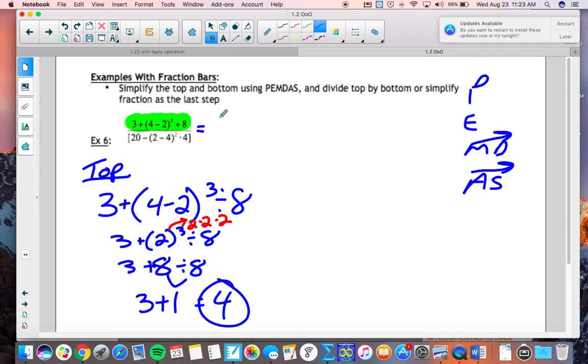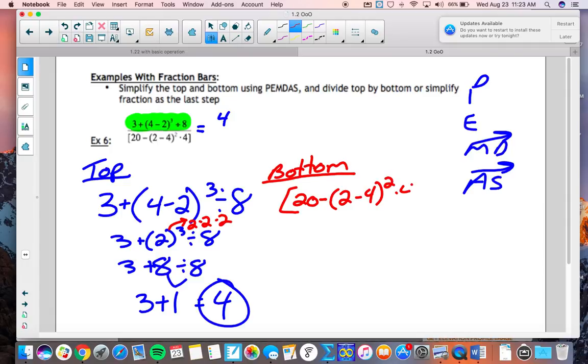Well, that's the top number, so that's cool. Now I need to figure out what the bottom simplifies to. So the bottom says 20. Oh, there's those fancy pants brackets around it. 20 minus 2 minus 4 squared times 4.